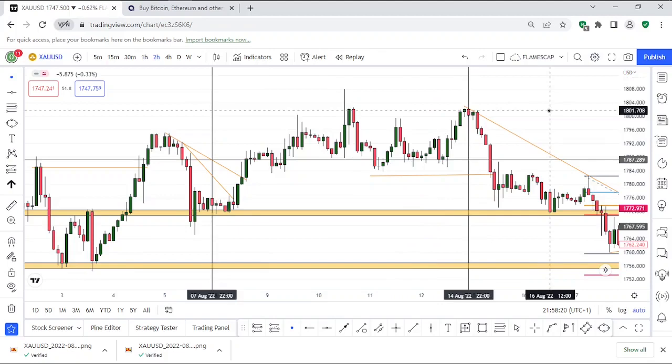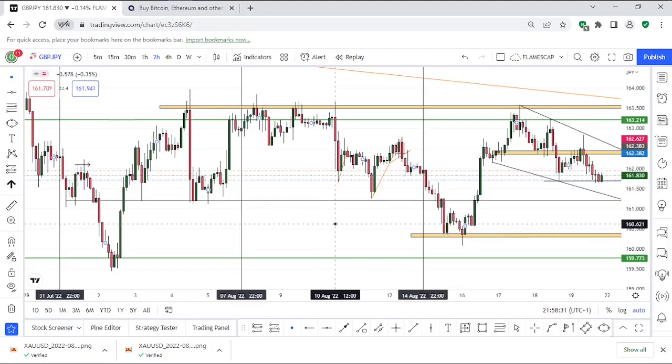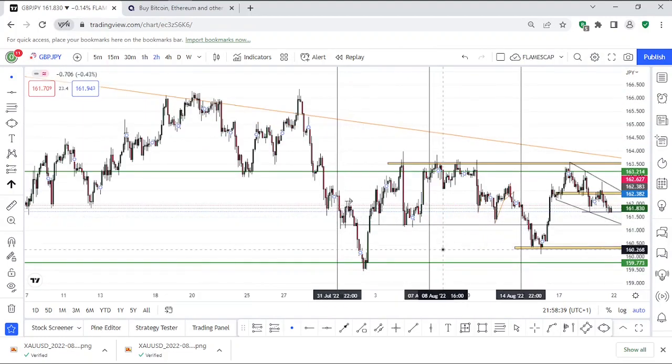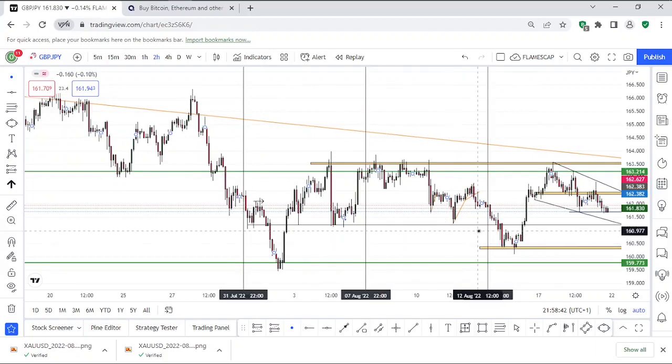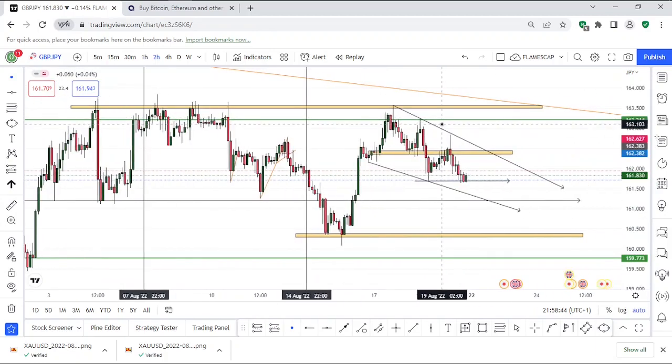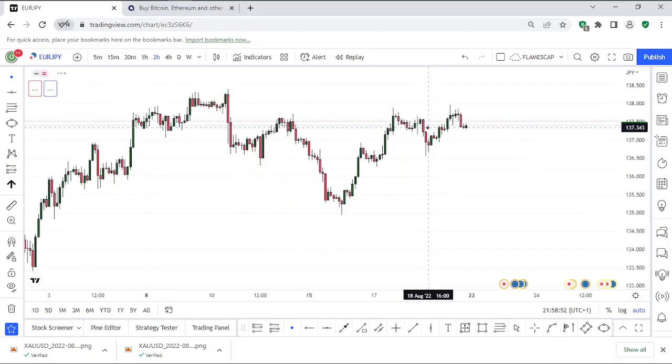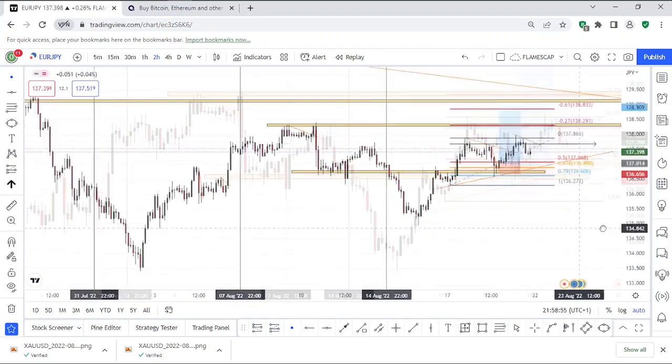So guys, let's move to other pairs. This is pound JPY. It has been moving sideways for a while. So all I did was just leave it alone, guys. So when I see a market that is not clearly moving up, or not clearly moving down, what I do is I just leave it alone and move to other pairs.